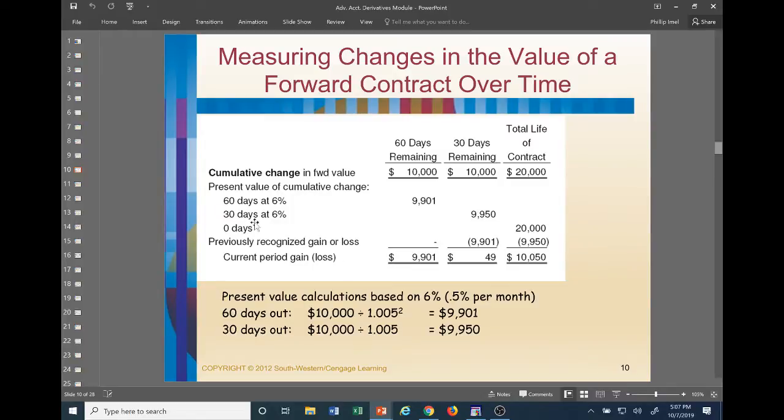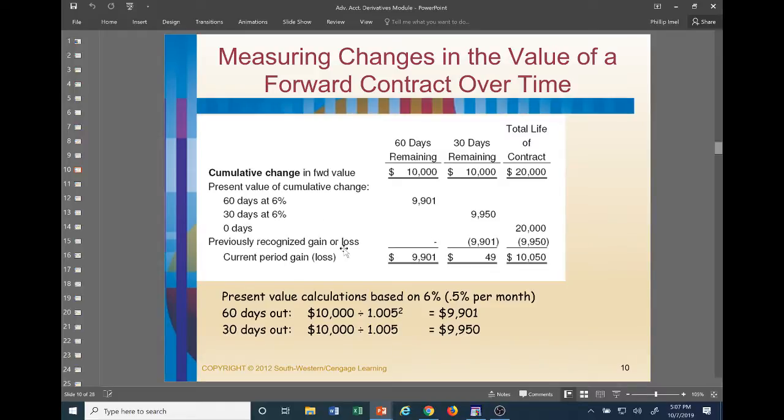So what about when we're at 30 days at 6%? At 30 days, we're still at the cumulative change of $10,000. 10,000 divided by 1.005 is going to give us 9,950. So that is the present value of the cumulative change at 30 days at 6%. At 0 days, $20,000.